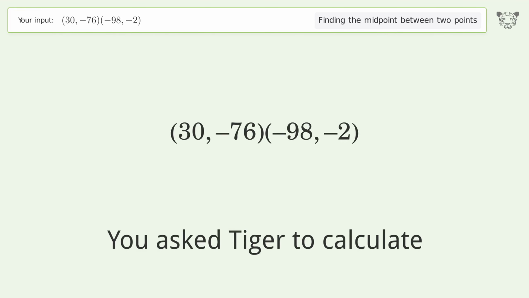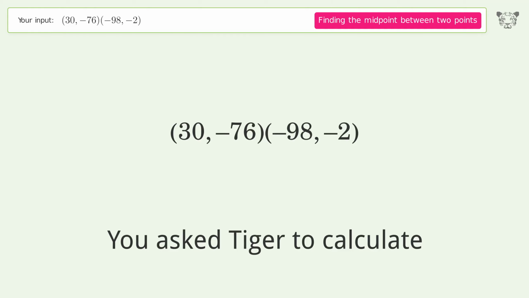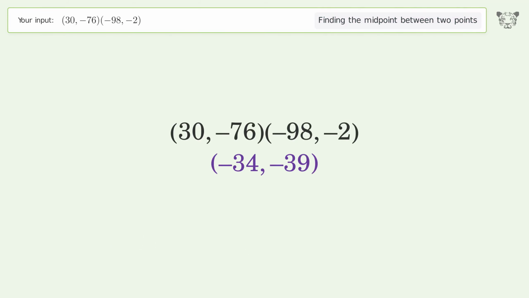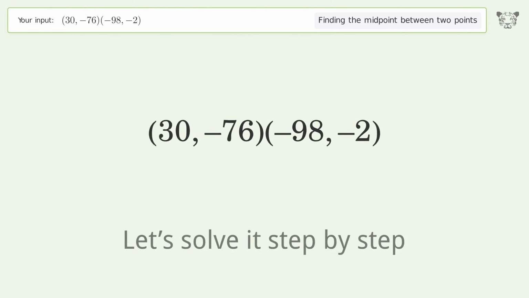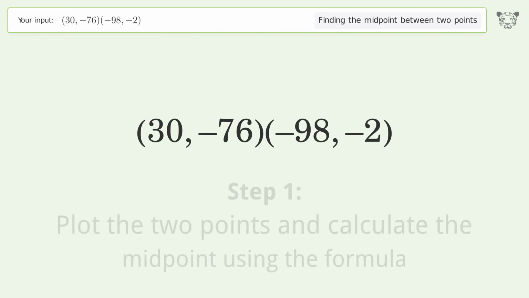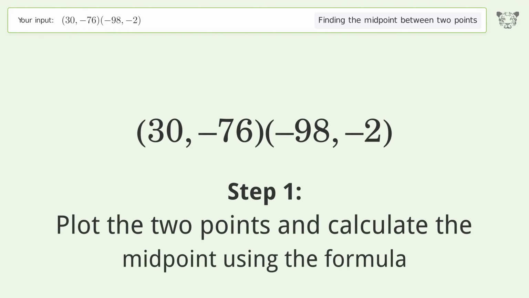You ask Tiger to calculate. This deals with finding the midpoint between 2 points. The midpoint between the 2 points is -34, -39. Let's solve it step by step. Plot the 2 points and calculate the midpoint using the formula.